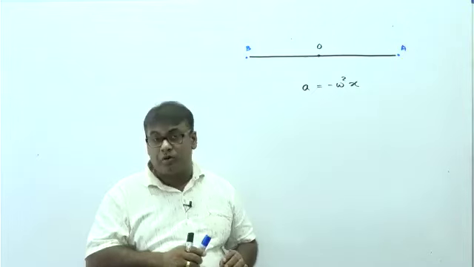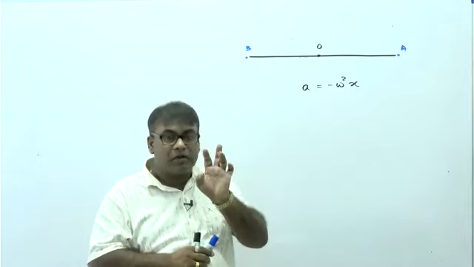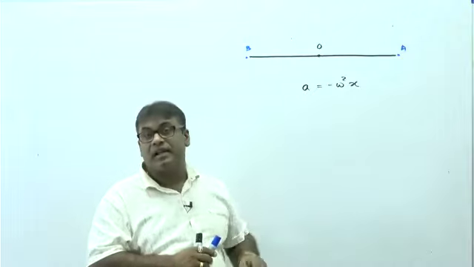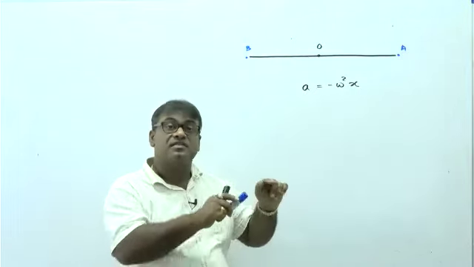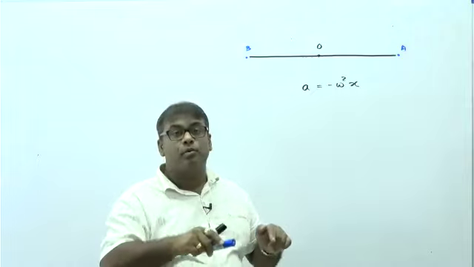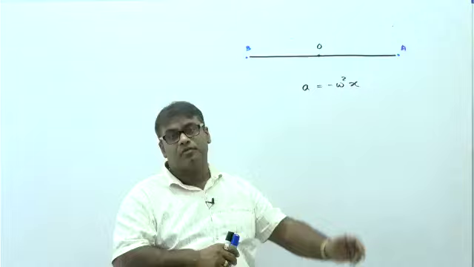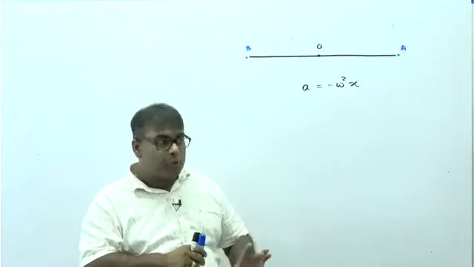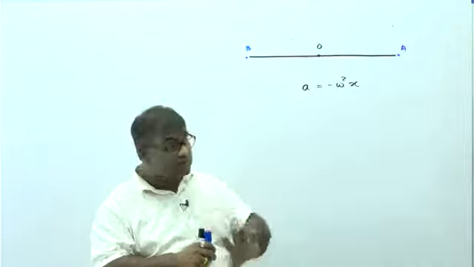All simple harmonic motions should have those two properties. First one, it has a center of oscillation. Second, the acceleration, which is directed towards the center of oscillation, should be directly proportional to the displacement measured from the center of oscillation. Those two properties are common for any kind of simple harmonic motion as well.